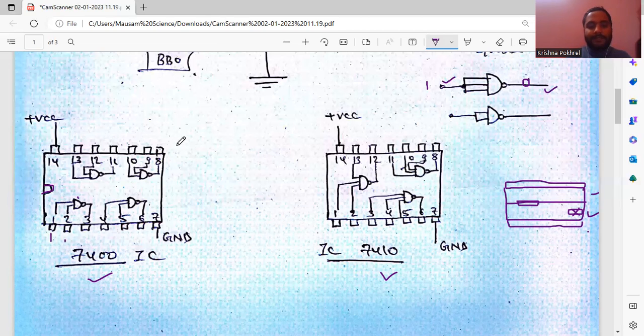The same thing is here in the IC 7410. What is the difference? The difference is that the same NAND gate here has 3 inputs, 1 output.